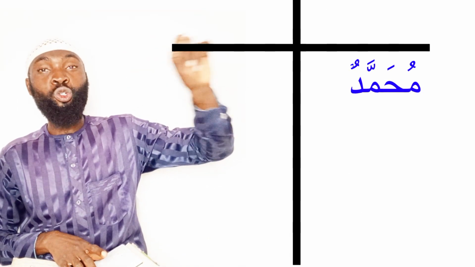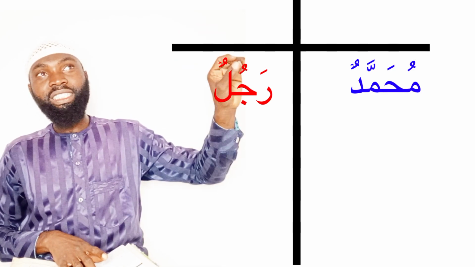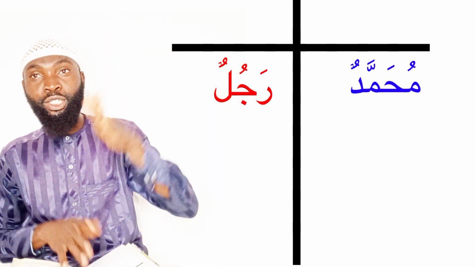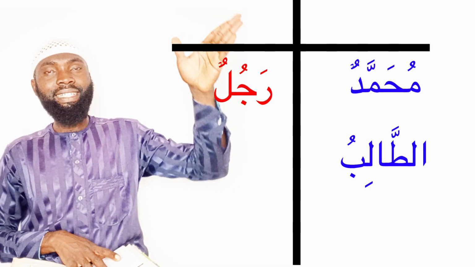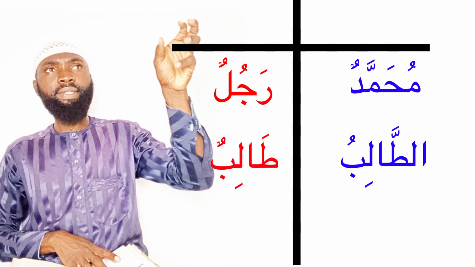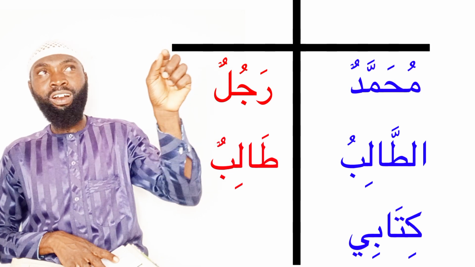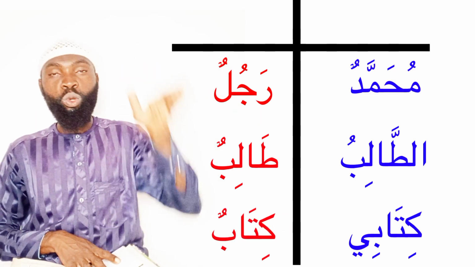Look at the board and you see the following words. The first word is Muhammadun. On this side you can see the word Rajulun. Then under Muhammad you see the word At-Talibu. Then on the other side you see Talibun. Then you can also see Kitabi under it. Then here you also see Kitabun.